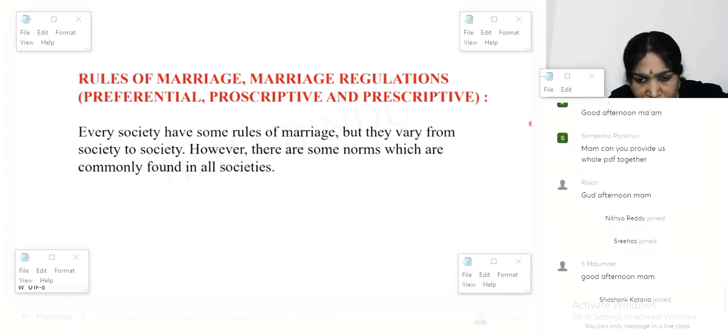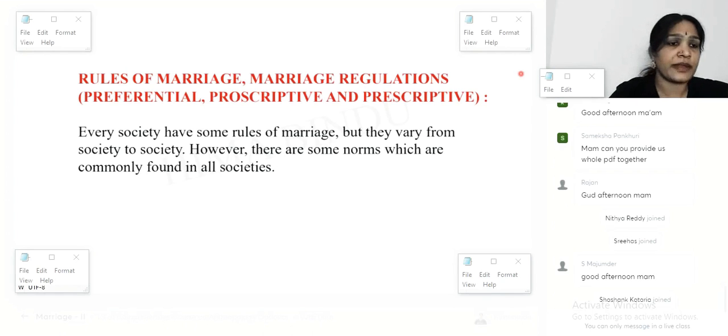The portion which mentions universality of marriage is what we discussed in the first class. That is the beginning of the institution. Yes, universality of marriage. Okay, let us see that point also once.